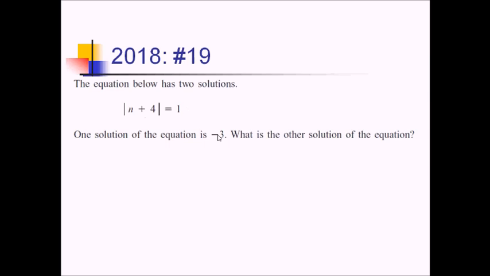To get the other solution, you have to set n plus 4 equal to -1. And the reason we have to do this, if the stuff inside here has a value of -1, then the absolute value of that -1 would also be 1. All right, so subtracting 4 from both sides, we end up with n equals -5.